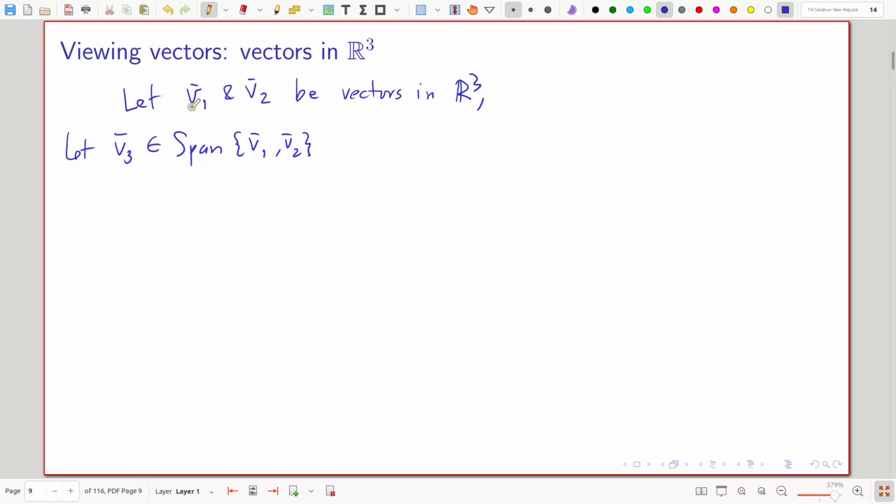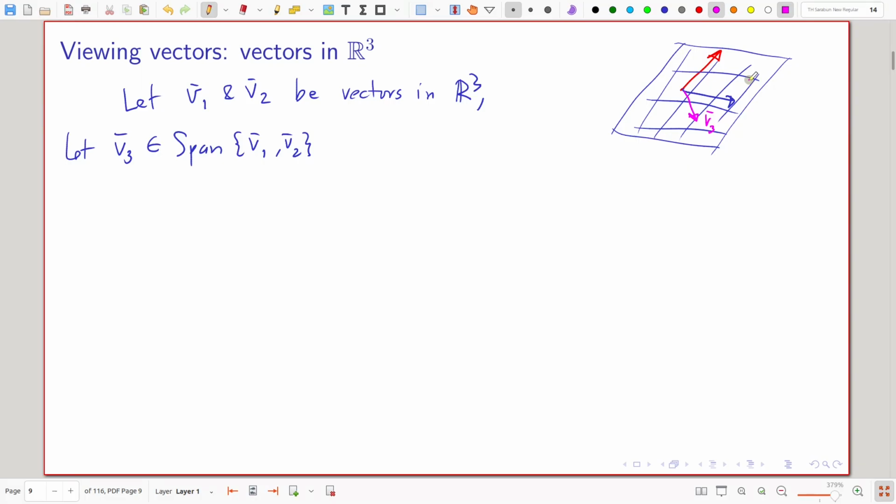Okay, so we have 3 vectors. So we have v1, the red one, and we have v2, the blue one, and they form a span, right? So a span will be like a plane like that. Okay. Now, if I take another vector v3, a linear combination of v1, v2, and v3 will always be on this span, on this plane. You cannot get out.